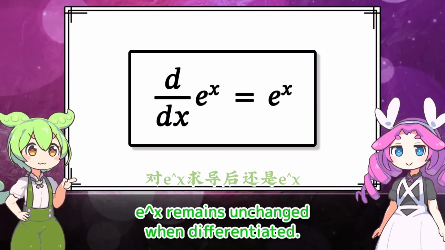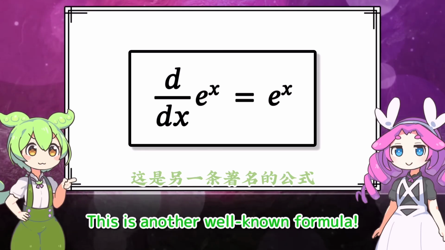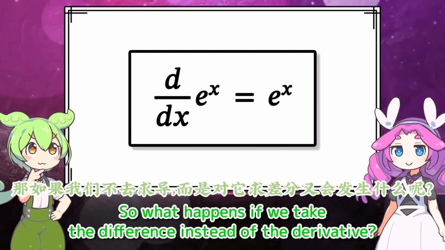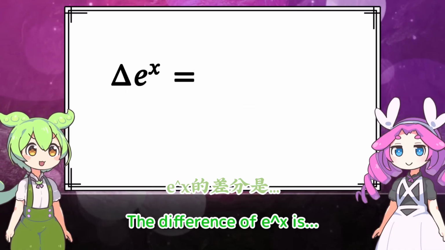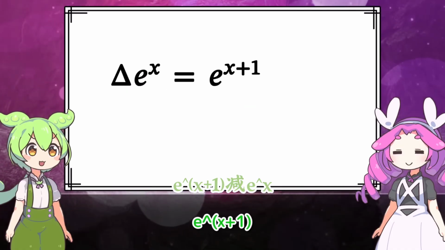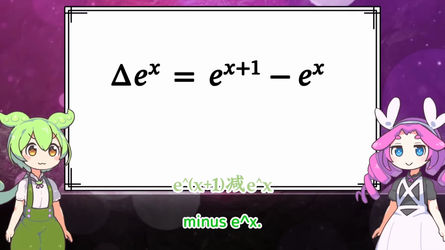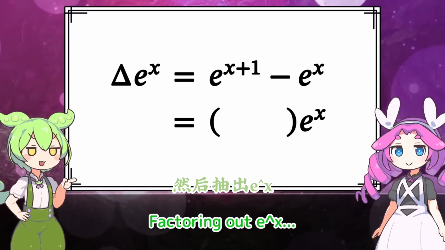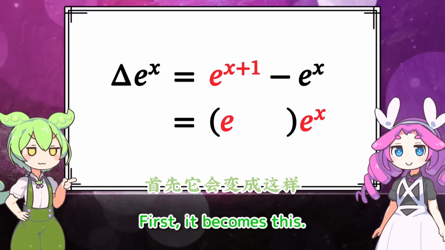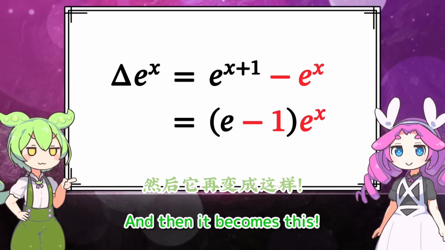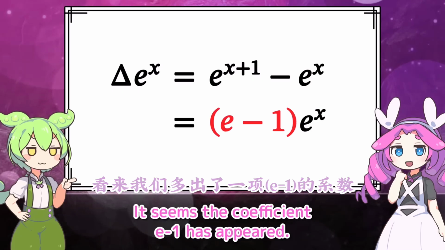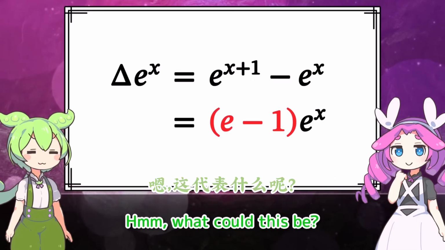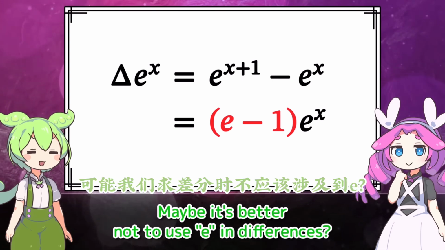e to the x remains unchanged when differentiated. This is another well-known formula. So what happens if we take the difference instead of the derivative? The difference of e^x is e^(x+1) minus e^x. Then, factoring out e^x, first it becomes this, and then it becomes this. It seems the coefficient e-1 has appeared. What could this be? Maybe it's better not to use e in differences.